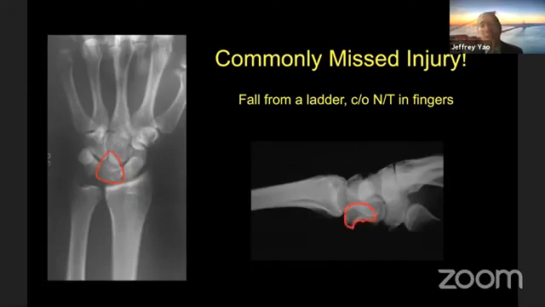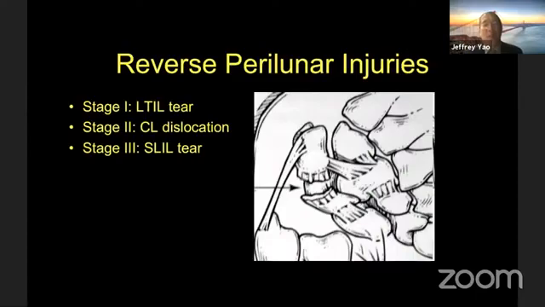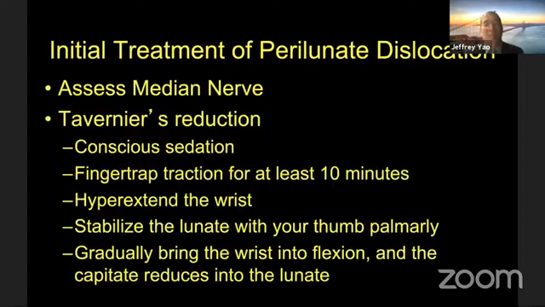On the lateral view, you can see the spilled teacup sign, where the lunate is now out of the lunate fossa and flexed into the carpal tunnel. This is a stage four perilunate. The reverse perilunate injuries are just the opposite. They start on the ulnar side with the lunotriquetral ligament and then pass in a counterclockwise fashion to the scapulolunate side.